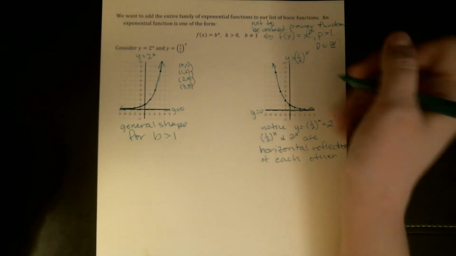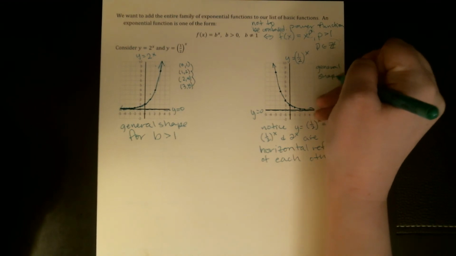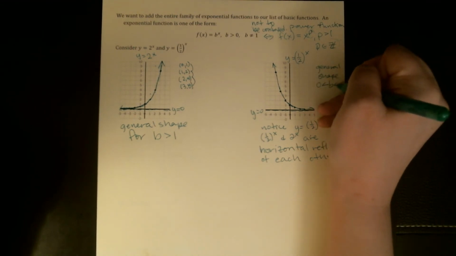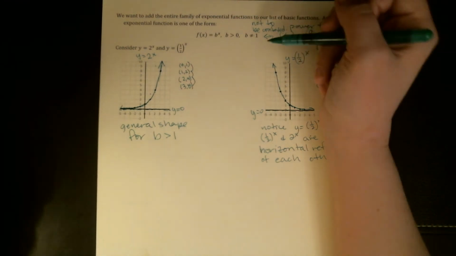Okay, this one is my general shape for bases between 0 and 1. Remember, your base can't be negative, can't be 0, can't be 1. And again, the only reason for that is because those don't give us the same type of shape. So we're building a family of functions that we've called the exponential functions. They all look like this as long as we follow the rule: positive base that is not equal to 1. Okay, so we've got two general shapes that are kind of the same shape, just flipped across the y-axis.